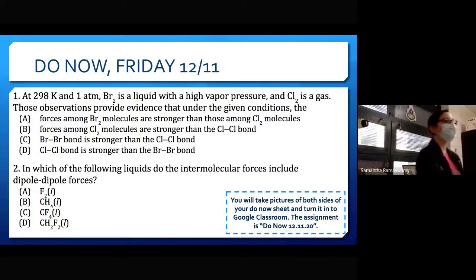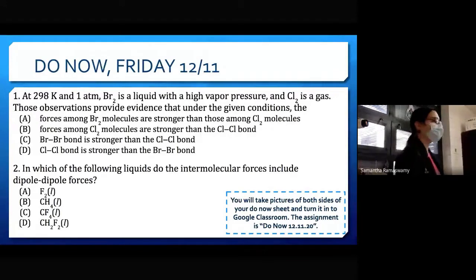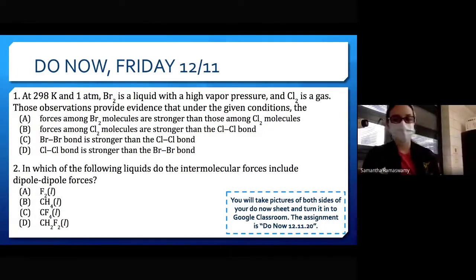Either take pictures or a PDF, but make sure you have both sides attached to the assignment. So if you want to take just a couple minutes and take pictures, attach it in Google Classroom, you could do that. It has a due date of 2:30 today, but if you have time, just do it right now. Those of you that are at home, you can do the same thing. Take pictures of both sides of your Do Now sheet, whether you're using the Do Now sheet from class or a separate piece of paper, and upload it to the assignment in Google Classroom.